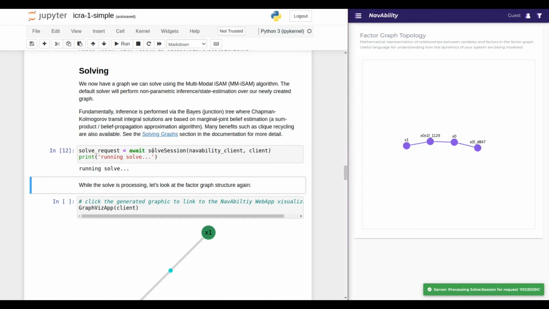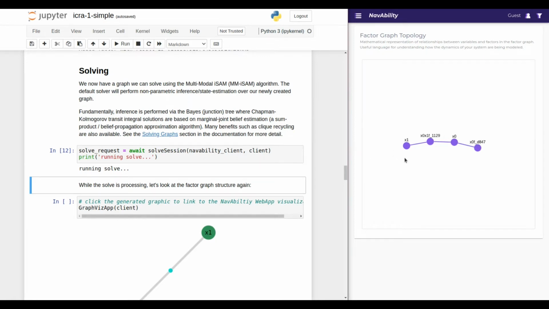Fundamentally, inference is performed via the Bayes junction tree, where Chapman-Kolmogorov transit integral solutions are based on marginal joint belief estimations, a sum-product belief propagation approximation algorithm. Many benefits, such as clique recycling, are also available. See the solving graph section in the documentation for more detail.